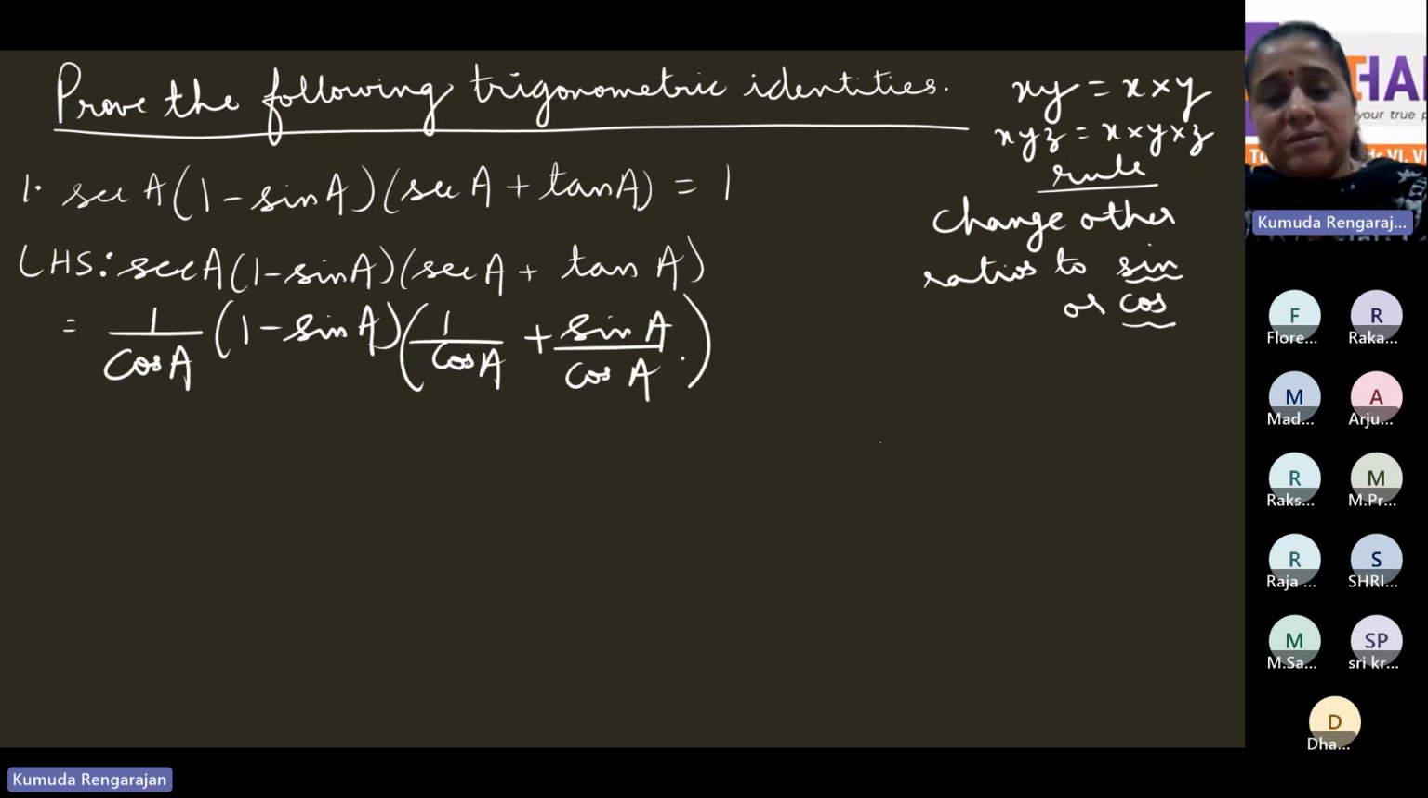So now this is the first step. You must write other ratios using sine or cos. So you can see here, secant A is written as 1 by cos A, 1 minus sine A as it is because there's only sine in it. And you don't have to change the numbers. Constants can remain as they are. The other ratios you must change to sine or cos. Secant A is 1 by cos A, tan A is sin A by cos A. All right, this is the first step.